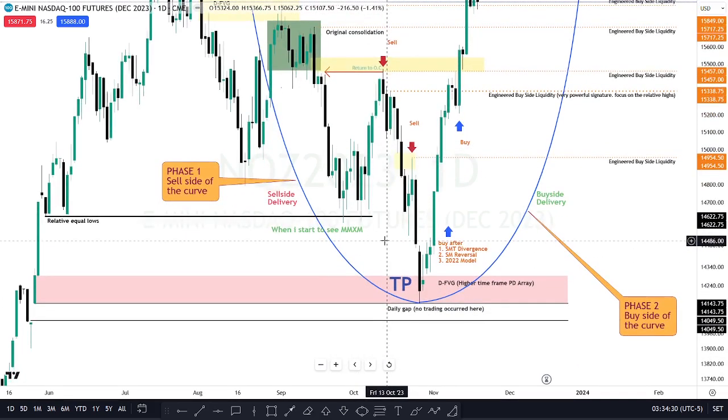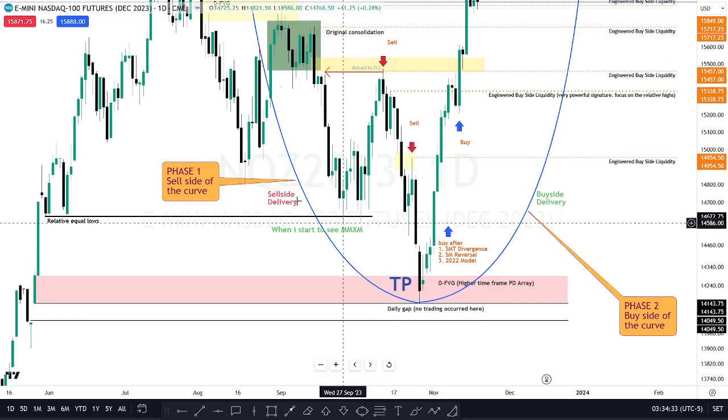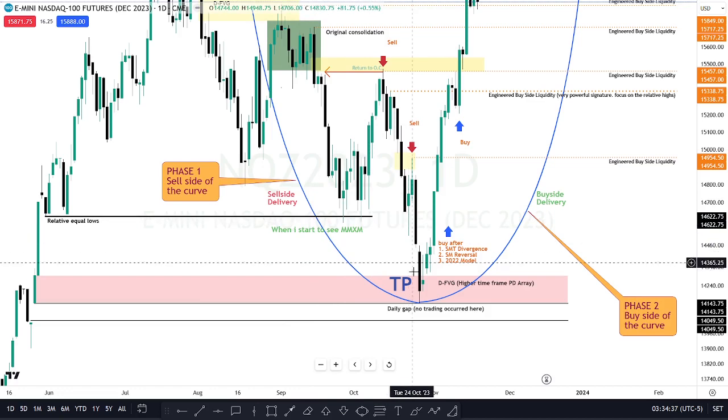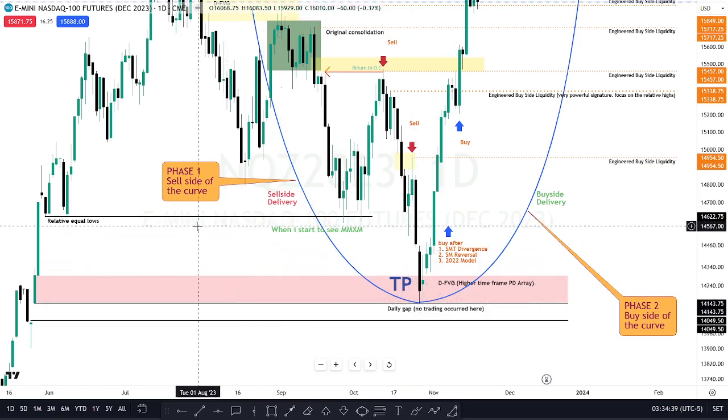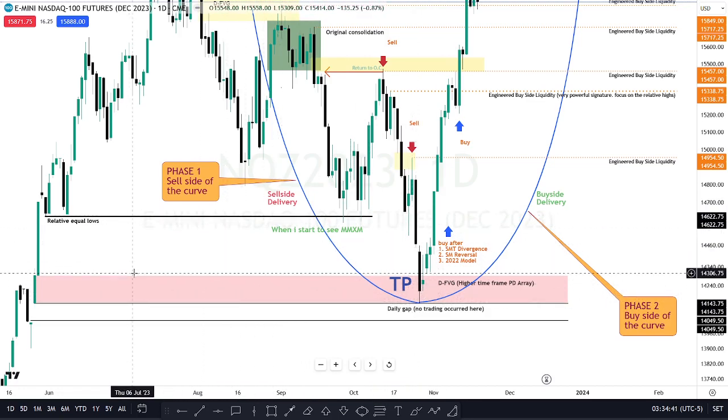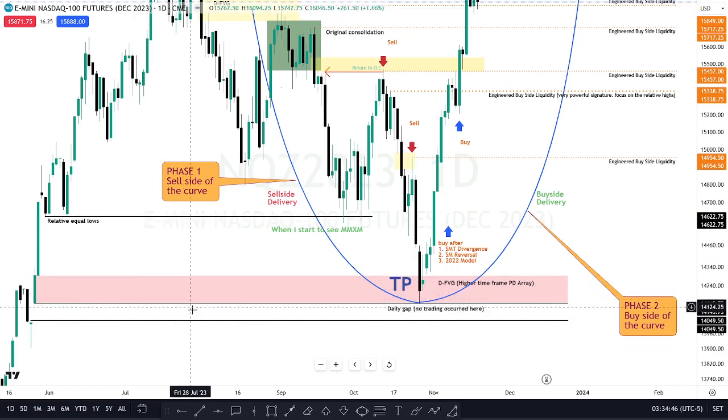Remember the focus, however, I want you to focus on this. Your focus was on the draw on liquidity being the sell side, relative equal lows. This was a first fair value gap, but we favored this gap right here.